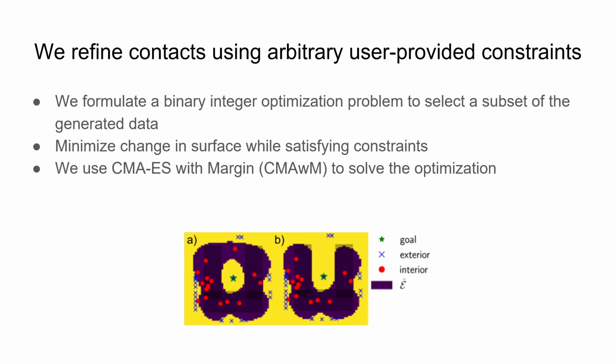In Figure A, the surface violates a constraint requiring the region where the goal is to be connected to the outside region. We make the surface satisfy the constraint by removing the data point above the goal. CMAWM does not require its objective function to be differentiable or convex, allowing us to incorporate constraint violation in the CMAWM objective and guarantee constraint satisfaction by evaluating samples from the distribution fit by CMA. Please see the paper for more details on the optimization.